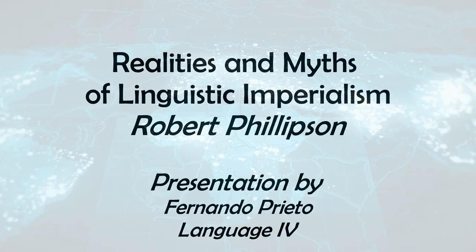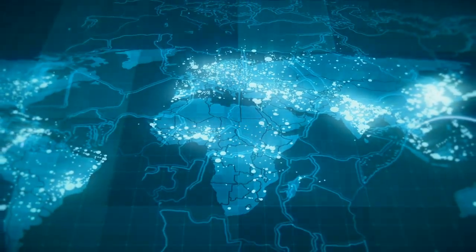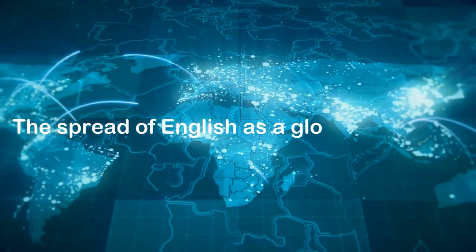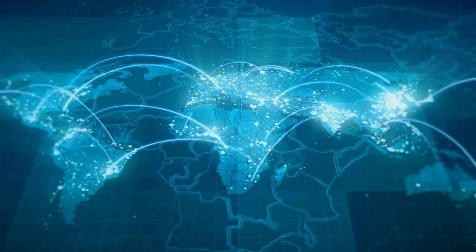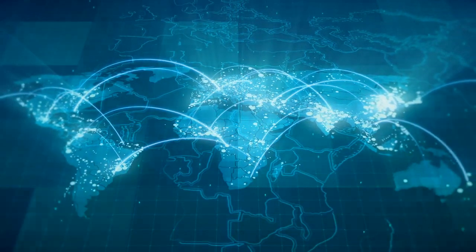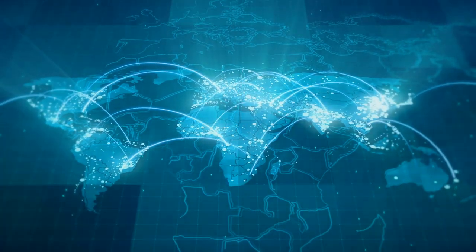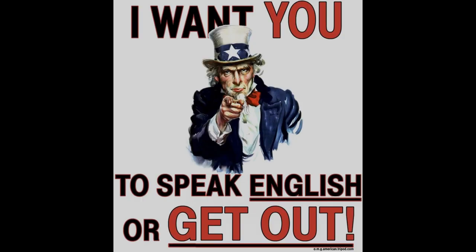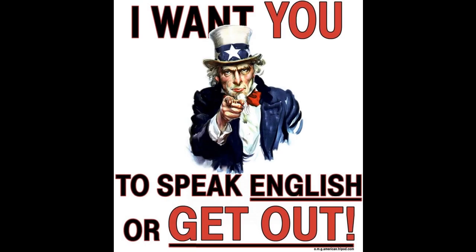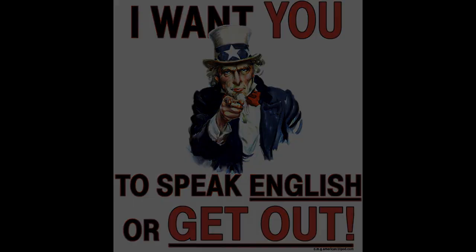Philipson's work on linguistic imperialism focuses on how the spread of English as a global language is intertwined with historical and contemporary power dynamics. He argues that English has been promoted and disseminated as a means of exerting cultural, economic, and political influence by English-speaking countries, particularly those that were colonial powers.